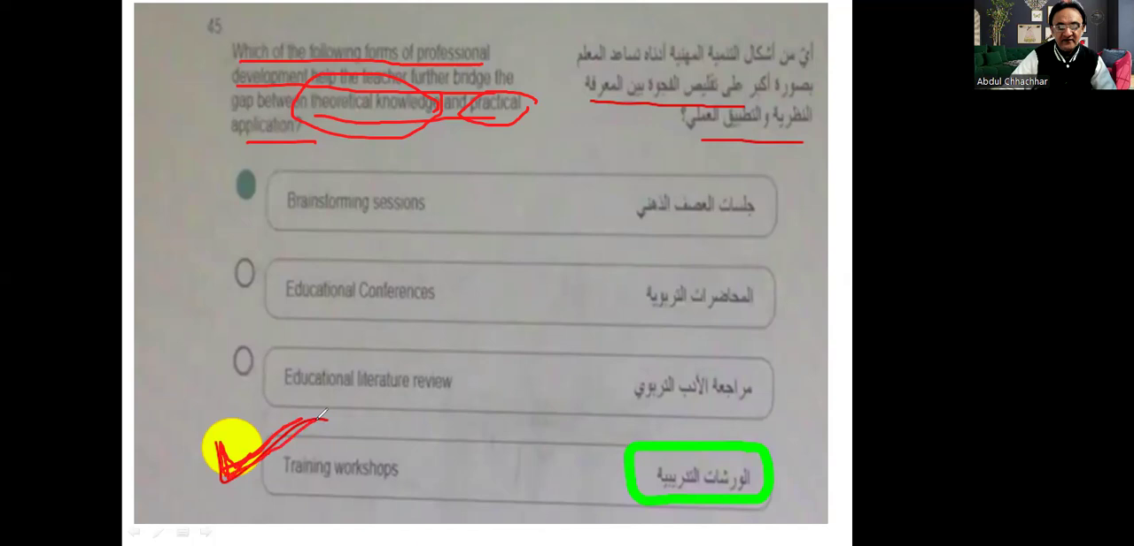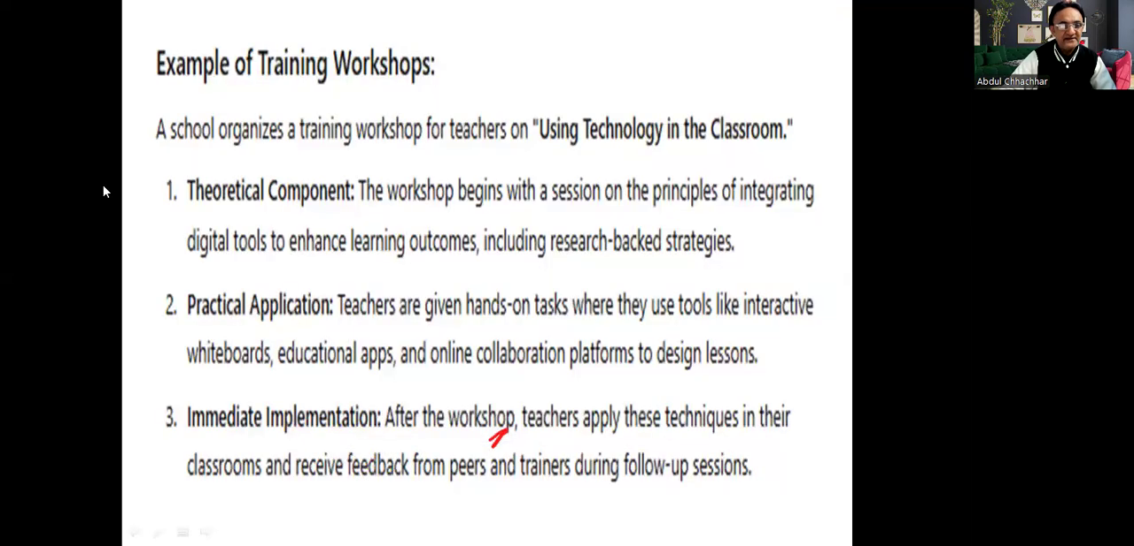Next question, we have the same domain. Which of the following forms of professional development helps teachers further to bridge the gap between theoretical knowledge and practical knowledge? Theoretical knowledge means it can be subject knowledge, and practical knowledge means what we have to implement. As I said, this impacts the teachers: when we are part of professional development, or why they assign PDs or conduct professional development, they want to improve two things. Number one, teaching practices, and number two, achievement of the learners. So let's discuss what the theoretical and practical concepts are.